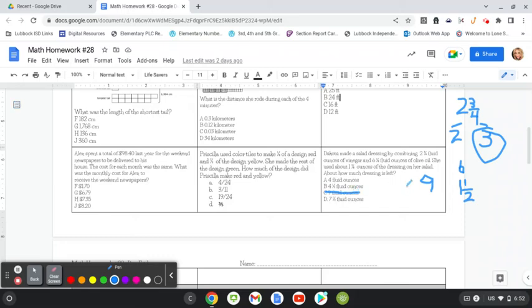And then you're going to subtract your 1 1/2, right? Which leaves you with what? If you do this on your number line, that's fine. Or you can just subtract your halves and wholes. So you should end up with D, 7 1/2.